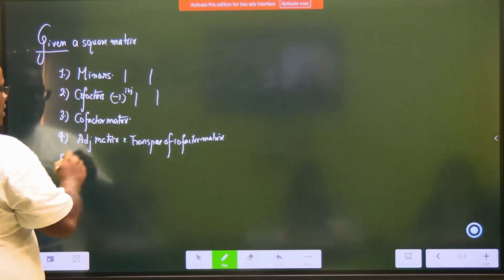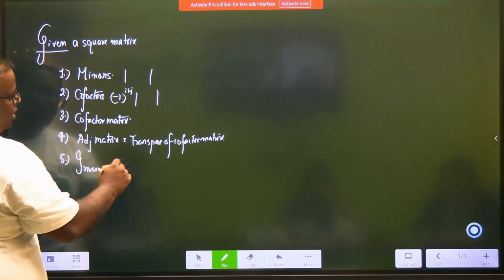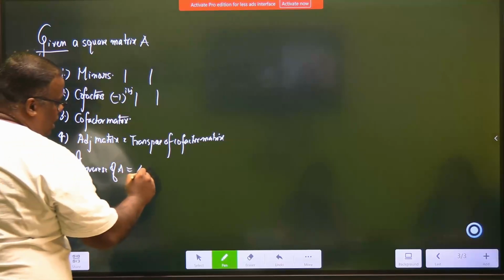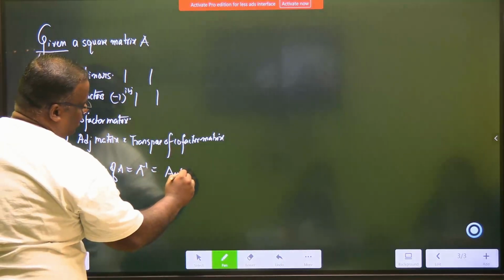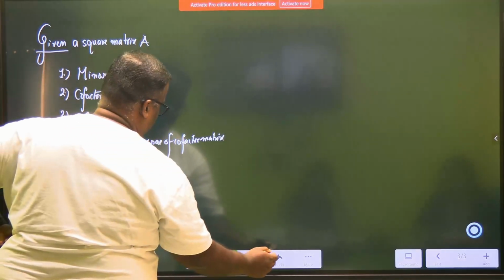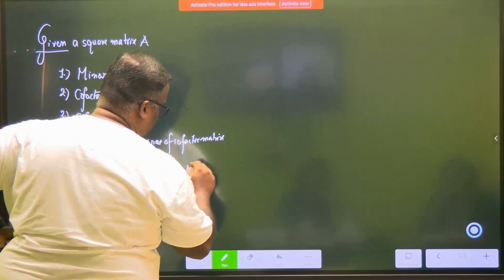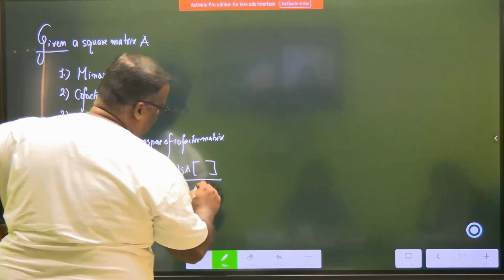Next, we will find out the inverse of A. Given a square matrix A, how to get the inverse of A? A inverse is equal to the adjoint of A, which is basically a matrix, divided by the determinant of A.